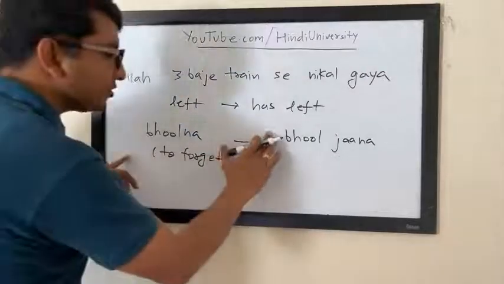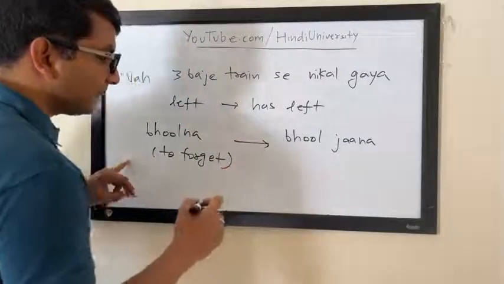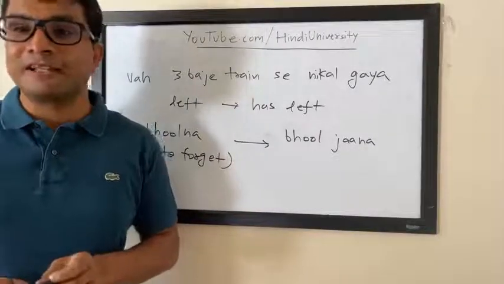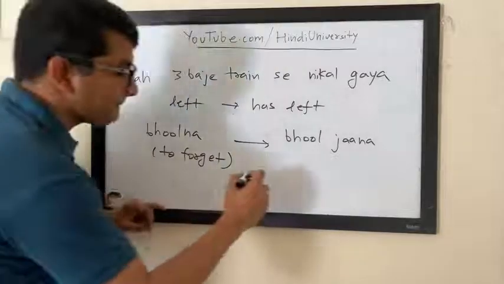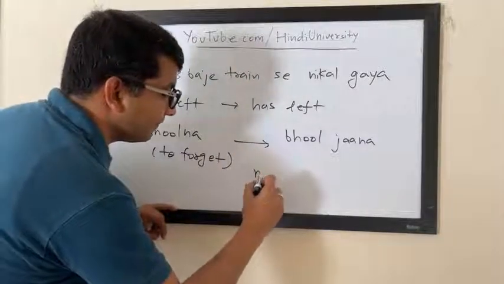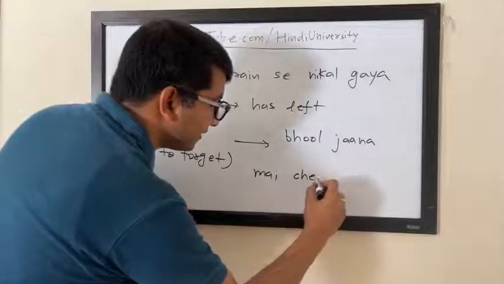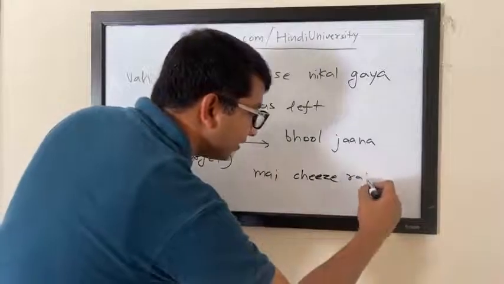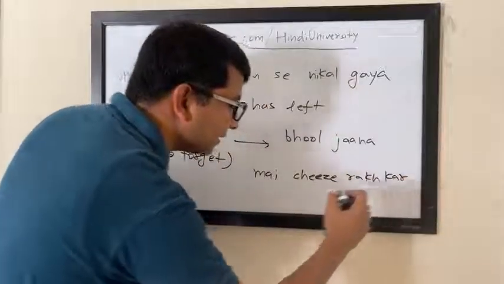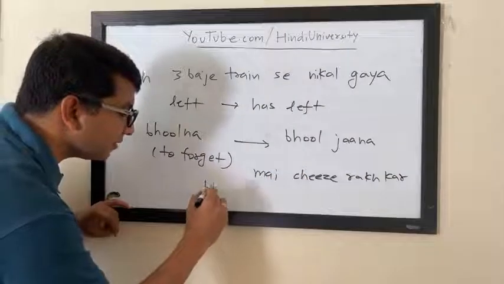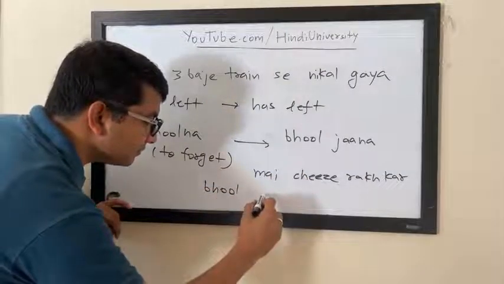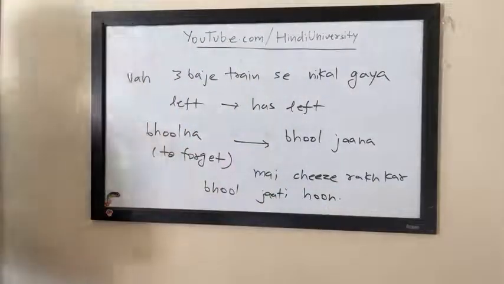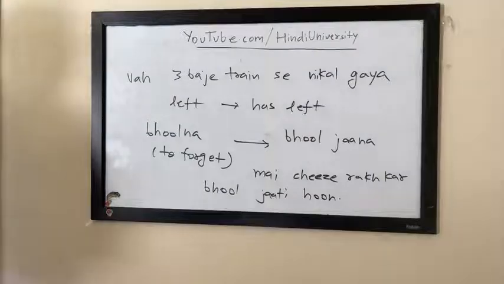Try to use it in the present tense. Like you go to a doctor and you say, I just keep forgetting things. मैं चीजें भूल जाती हूँ. चीजें is things. Let me write it differently: मैं चीजें रख कर, like after placing things, भूल जाती हूँ. Very good. मैं चीजें रख कर भूल जाती हूँ.